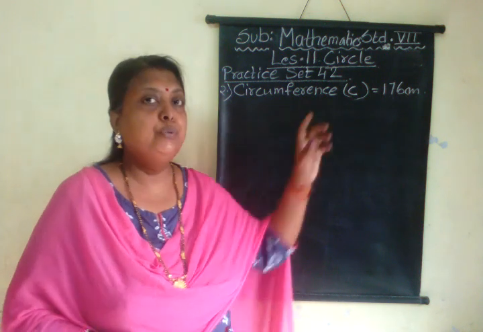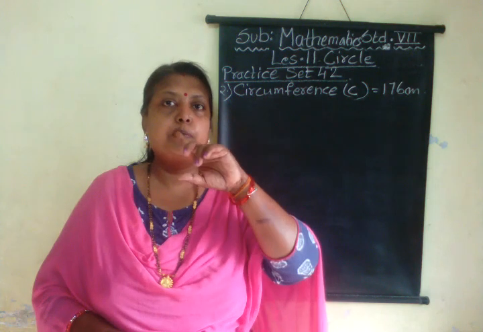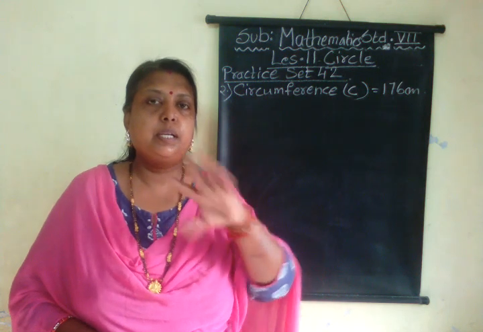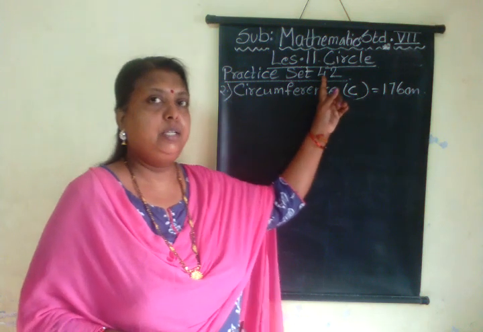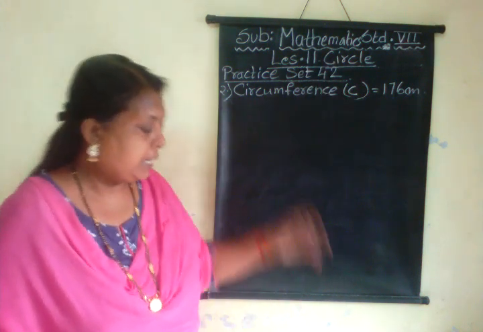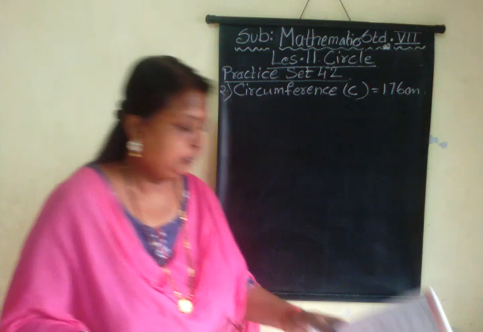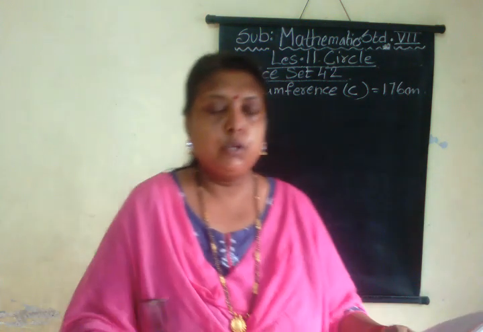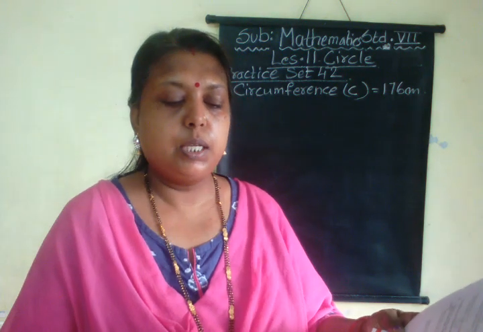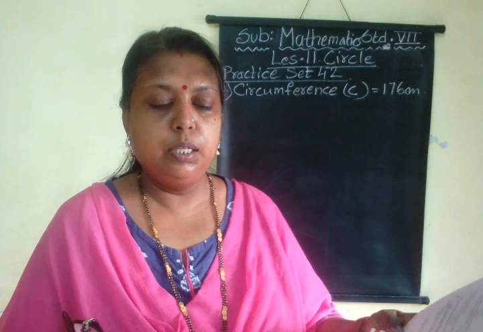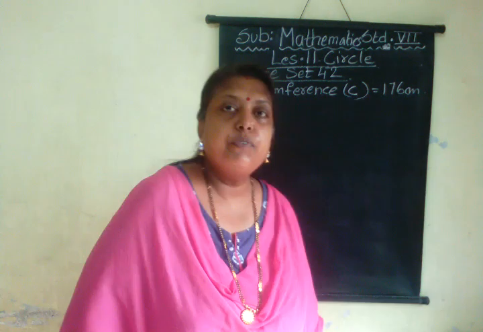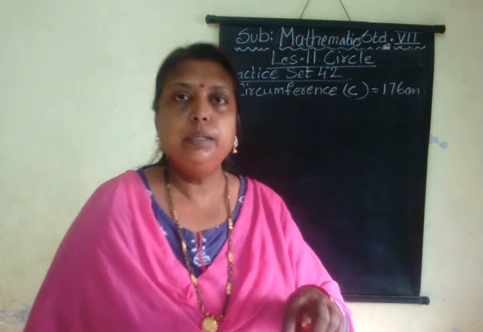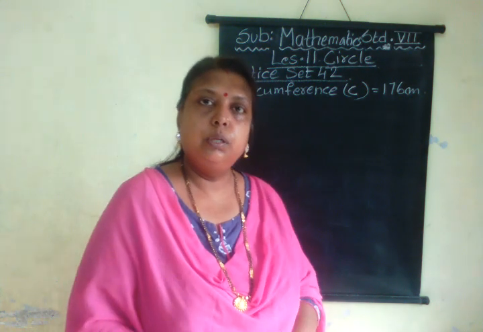Practice set 42 we are doing. First sum I gave you people, two sums I have done and remaining I gave you as homework. Now the second sum of practice set 42, in which I'll read the question for you. The question is, if the circumference of circle is 176 centimeter, find its radius. Even if we have done the sum online, I will again show you on the board.